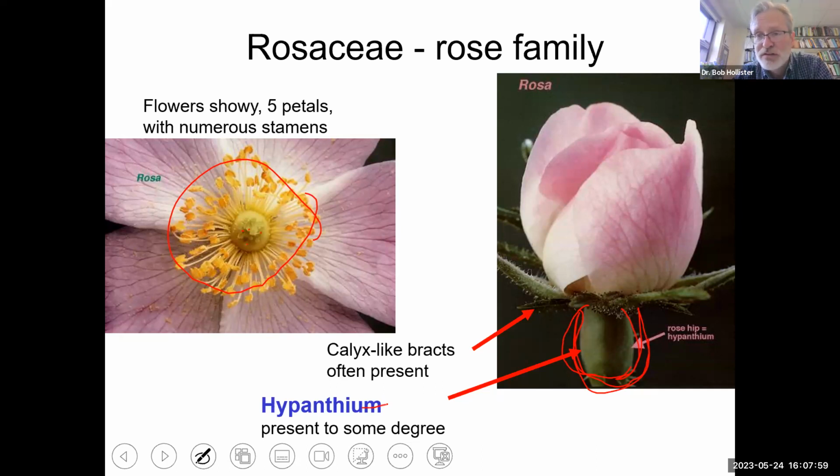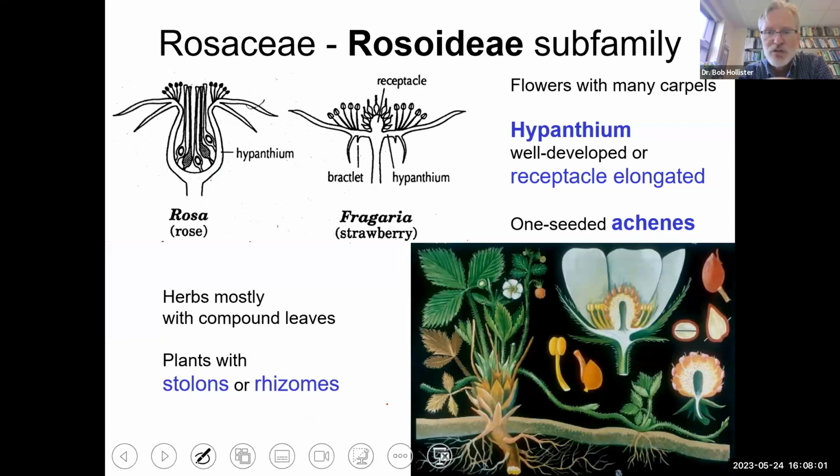And they can be super distinctive. In the case of strawberries, which are super common, the hypanthium is flattened out, but the base of this is much thicker and kind of fused. But your typical rose has got this really strong hypanthium. And so there's this bowl that all the parts are coming from. Hypanthium. So if you see hypanthium, it's probably a rose family.